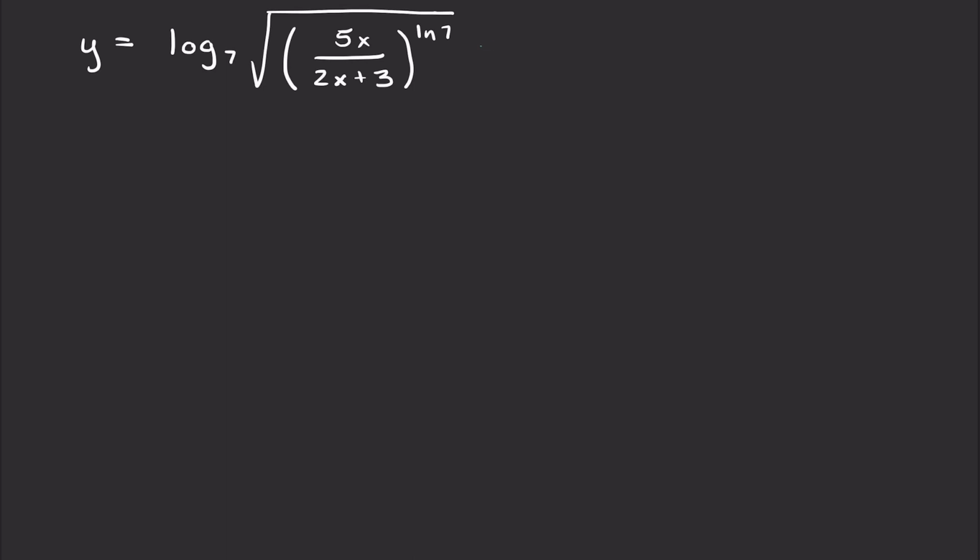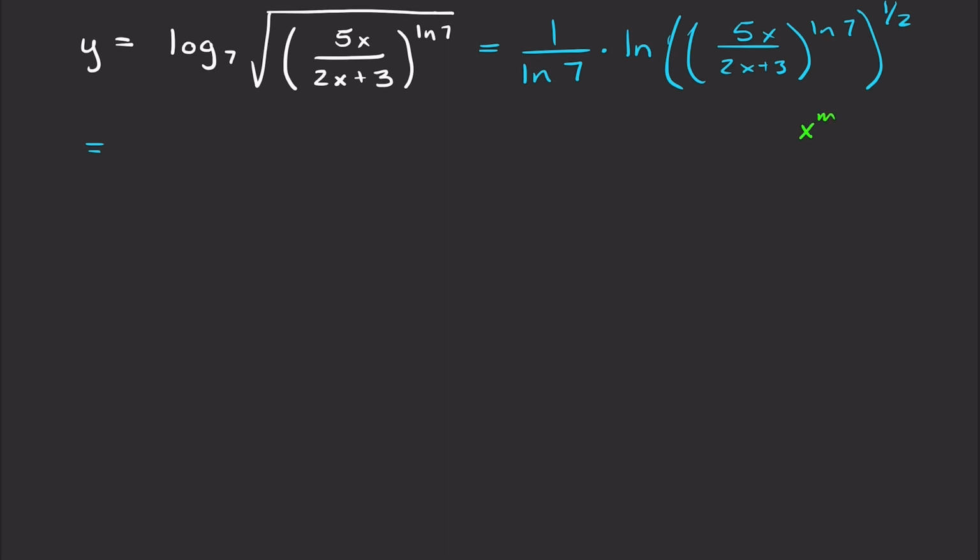So we need to rewrite this quite a bit. So we're going to pull out our 1 over the natural log of the base out front, since the argument is very large. So that's going to be times the natural log of the argument. I'm going to raise it all to the 1/2 power. So this will be 5x over 2x plus 3 raised to the natural log of 7, and that is raised to the 1/2. So now we can use our properties of exponents. So when we have x raised to the m raised to the n, this is the same thing as x raised to the m times n. Okay, so we can just multiply our exponents.